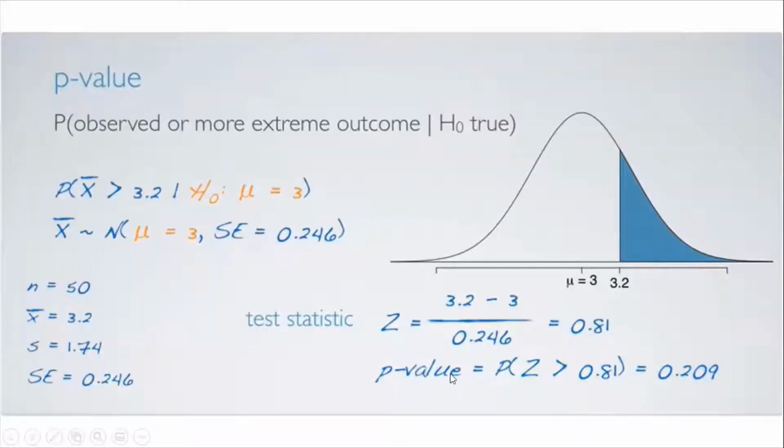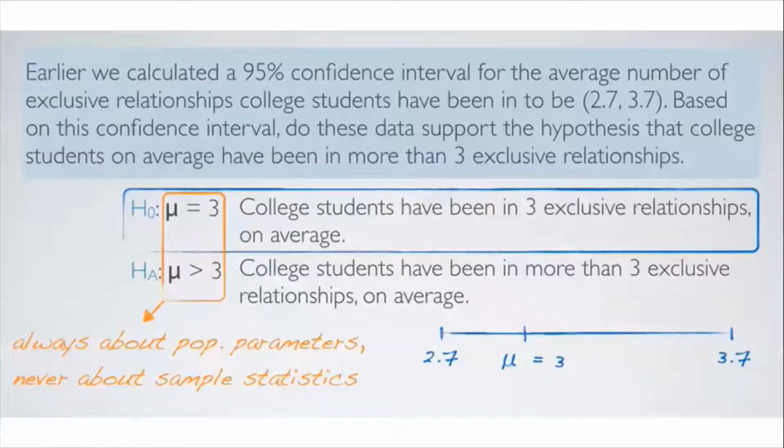Okay, so basically our p-value, we got 0.209. So it is greater than 0.05, which means that we don't have enough evidence to reject the null hypothesis, which is consistent with the confidence interval method here, right? So if the null value is inside the confidence interval, then we do not have sufficient evidence to reject the null hypothesis.